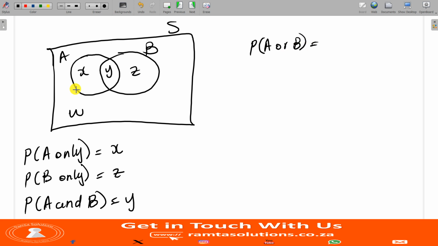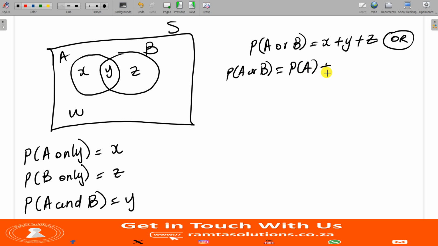What will you say? You guys still remember, with this one, I can show you in two ways. You don't waste your time. Remember, a union contains elements that are in at least one of the two sets. So it'll be X plus Y plus Z, isn't it? Or alternatively, we can say probability of A or B is equal to, you know the identity, probability of A plus probability of B minus probability of A and B.